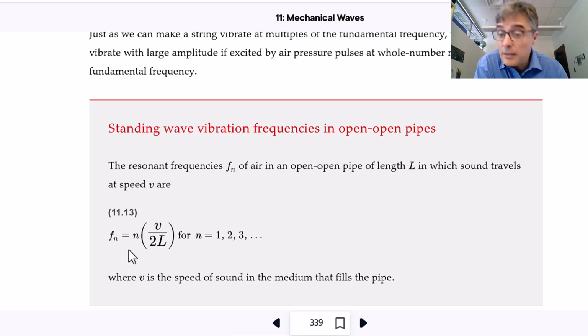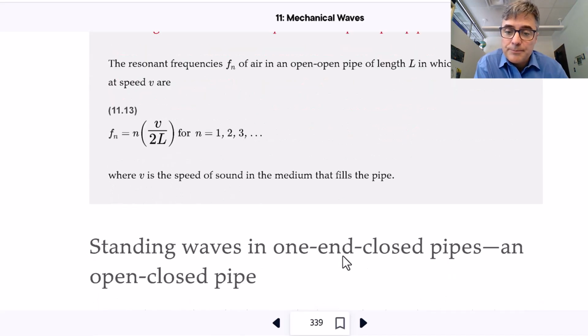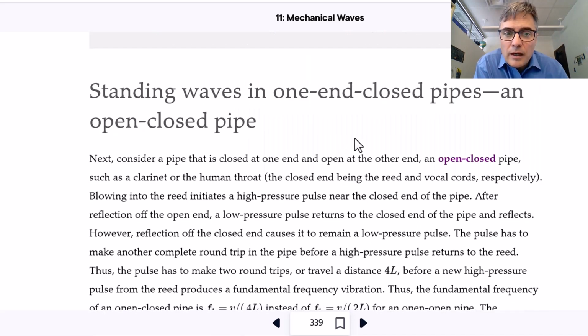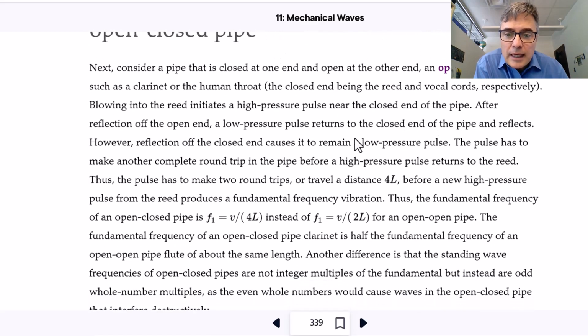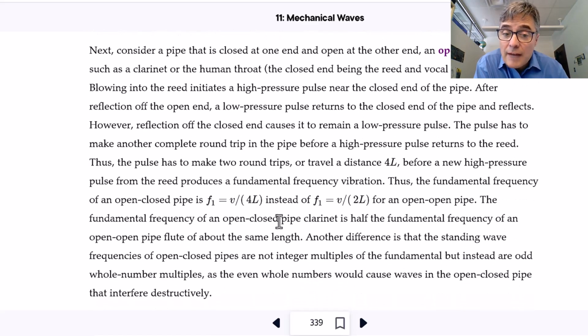standing waves at particular frequencies, and it's the exact same equation. fn equals n times v over 2L, except L is now the length of the pipe that's open at both ends, and v is the speed of sound, which is 340 meters per second. Then there's something called a one-end closed pipe, an open-closed pipe. In that case, the fundamental frequency is half as much.